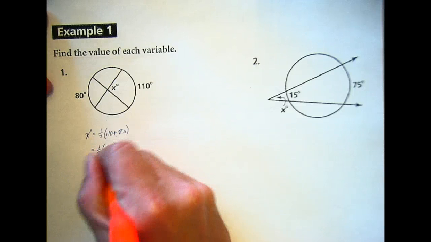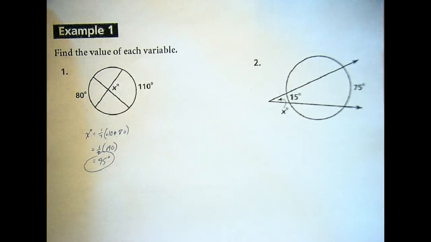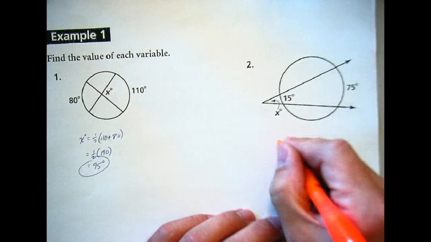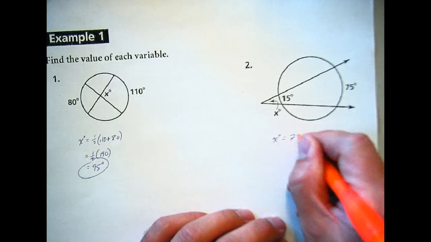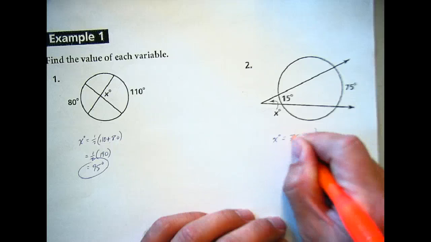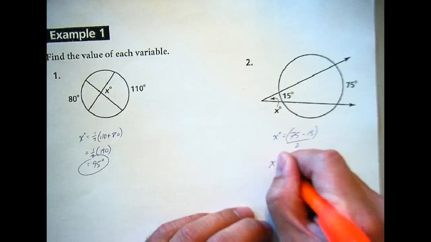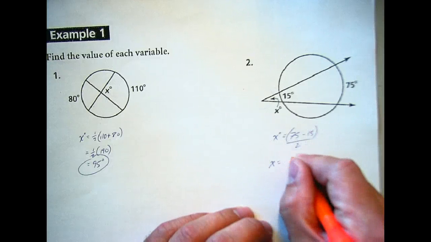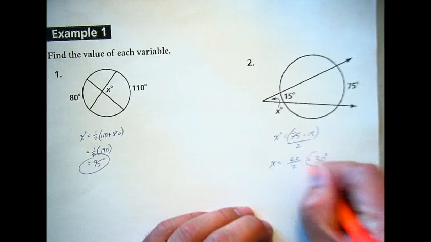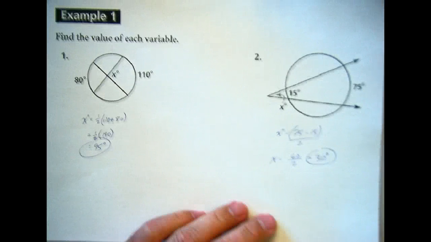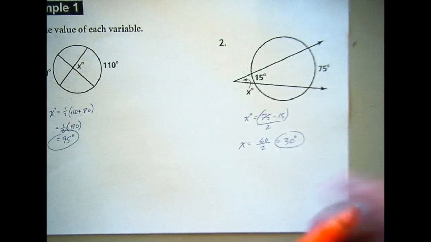So half of 190 is 95. Okay, very good. All right, and so this one means we're subtracting. So we've got the measure of angle x. So x is equal to 75 minus 15, all cut in half or divided by 2. You can even do it that way if you wanted. So x is equal to 60 over 2 or 30 degrees. Questions on it?